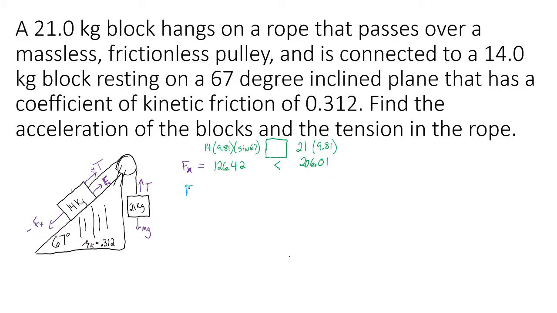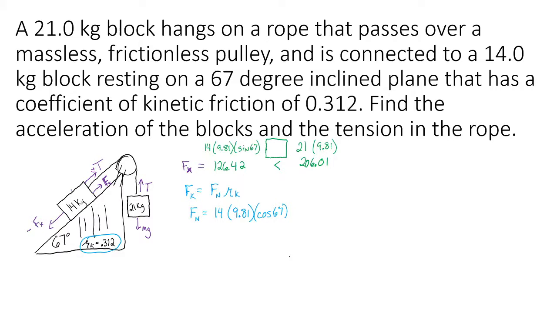And so how I'm going to find out my force kinetic is that it's equal to force normal times the coefficient of kinetic friction. Well, we know that the coefficient of kinetic friction is 0.312 from right there, but we need to know force normal. And so force normal is going to be calculated in this problem by 14 times 9.81 times the cosine of 67 degrees. So we can calculate that on our calculator.